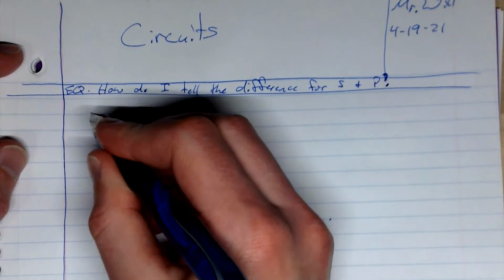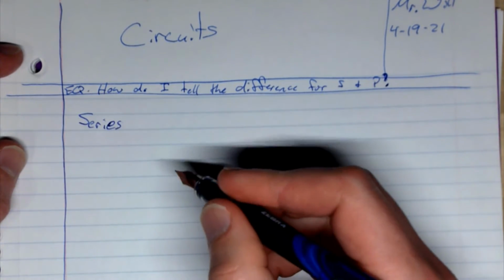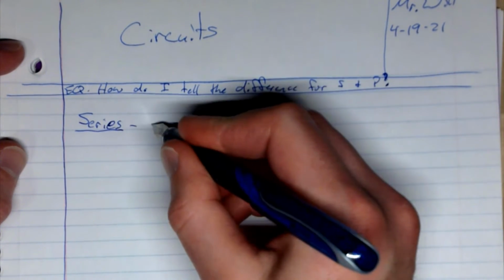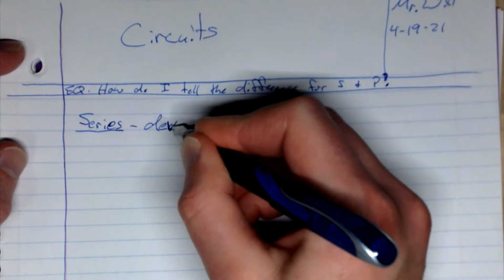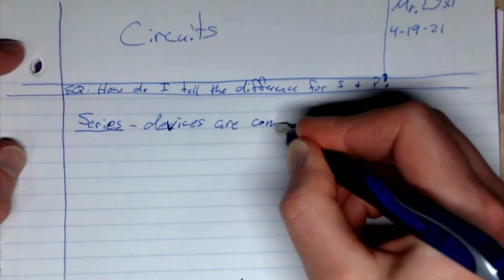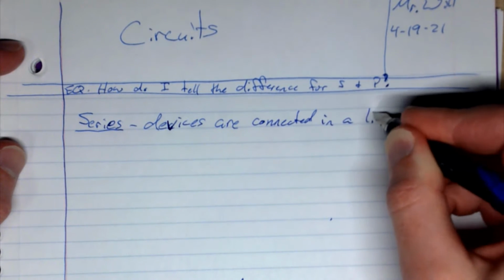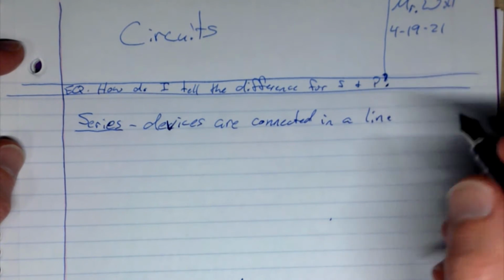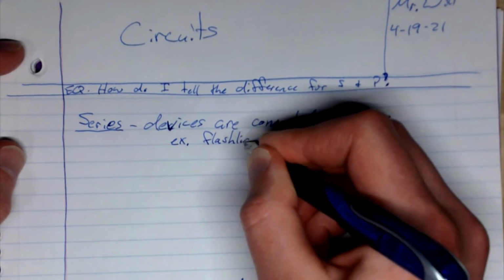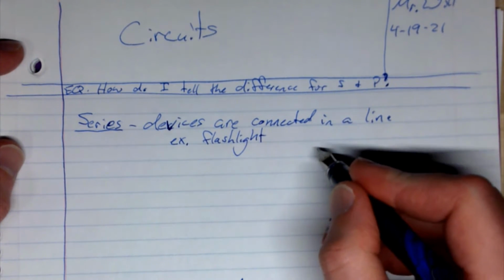So our first one is series. And in a series circuit, the devices are connected in a line. So, for example, a flashlight. So we're going to just draw a real quick picture.